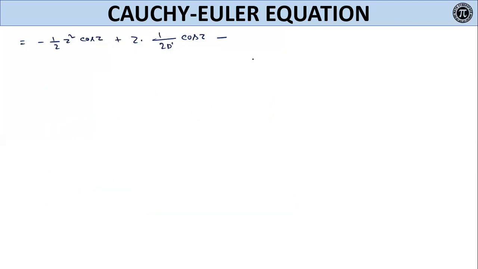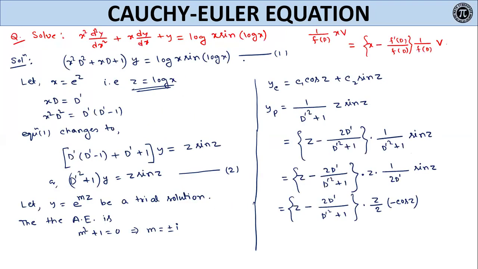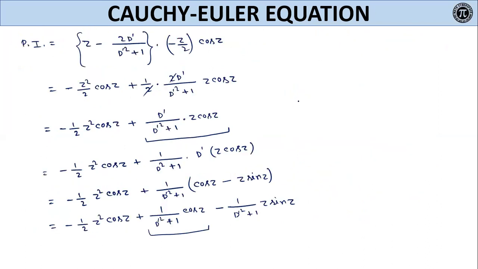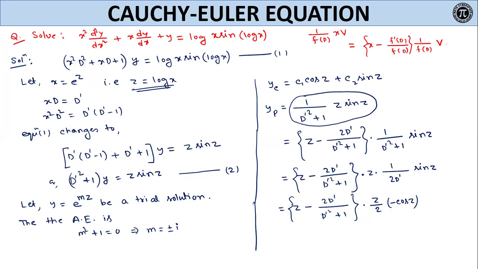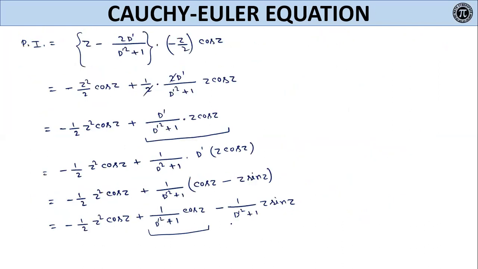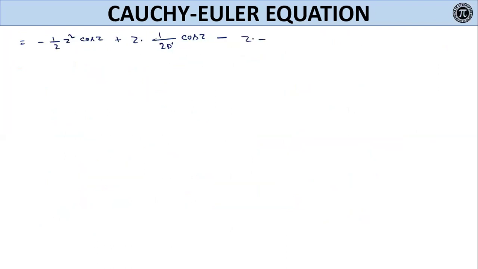So the same formula I am using. Actually this is pi, na. I have started the calculation from here, 1 by D'^2 z sine z. That means I am getting the same part here, 1 by D'^2 z sine z. Yes or no? I have started the calculation from here. So in place of 1 by D'^2+1 z sine z, you can write yp. So you are getting minus p into I.